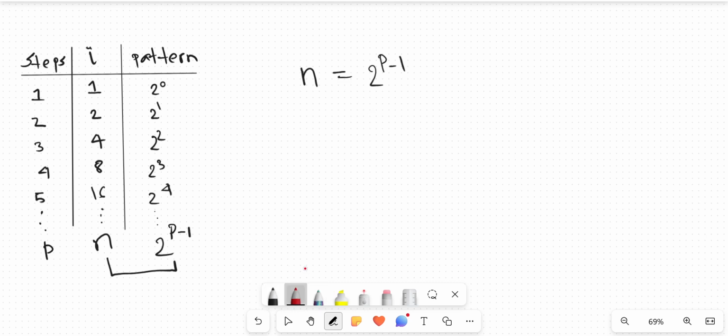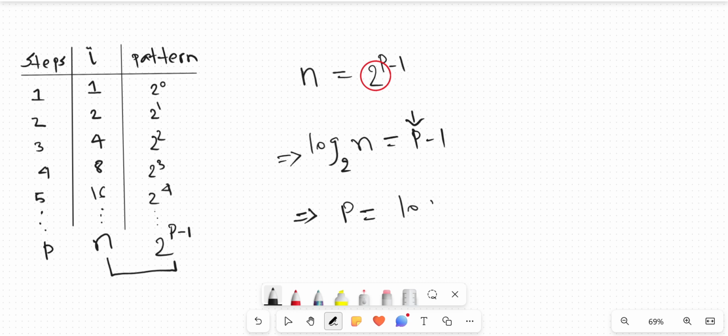In here, the base is 2, so we can write 2 base log n, which is p minus 1, just basic algebra. And we want to find the value of p actually. Why p, not n? You will see it later. p is equal to 2 base log n plus 1, right? So this is my p.